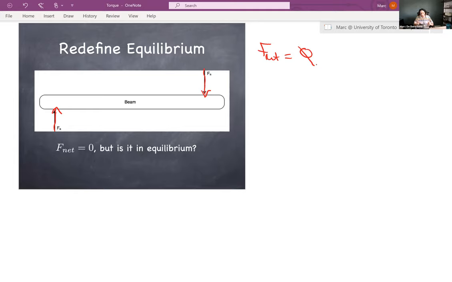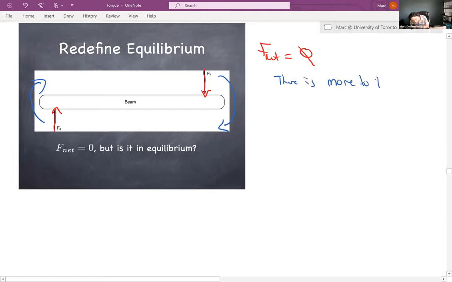However, I think it's fairly easy to see that if you were to push up on the left and down on the right, this beam would start to rotate. Well, if the beam used to be stationary and now it's rotating, I don't think it's fair to say that beam is in equilibrium, do you? Equilibrium means there's nothing accelerating. If it used to be stationary and now it's rotating, clearly there was some sort of acceleration present. So this means that there is more to the story.